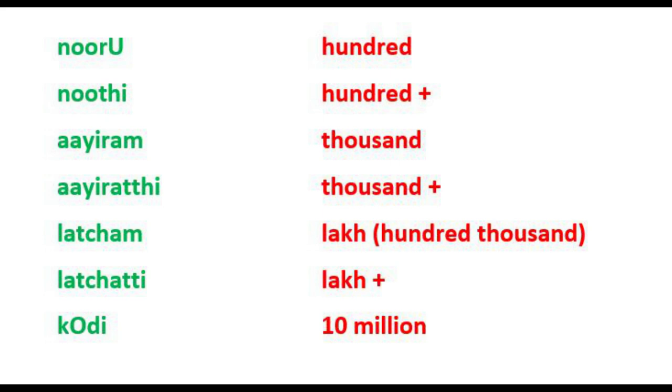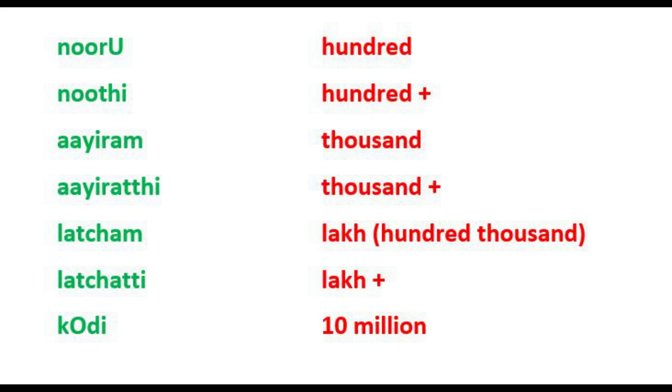And the next one is ayiram, that is 1000. And you say ayirathi. If you want to say 1231 or 1331, you say the thousand part, or just say ayiram. Ayirathi munnuthi, that is 1300. Ayirathi munnuthi muppathi naalu, that is 1334.